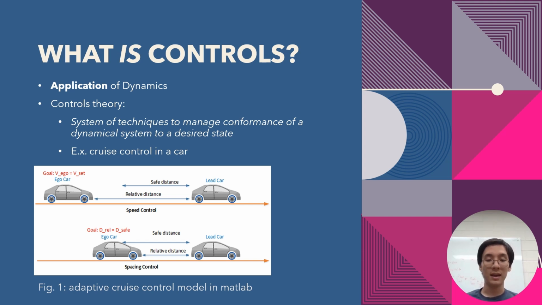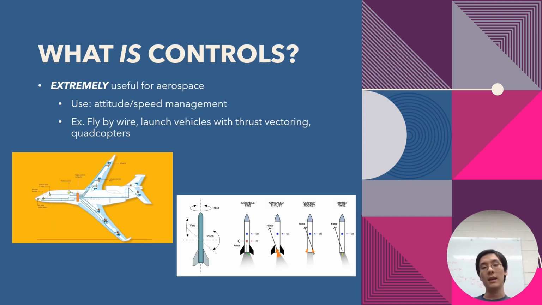In this case, a more interesting application of that is adaptive cruise control. In aerospace, controls is usually used for aircraft and spacecraft attitude and velocity management. A lot of good examples are fly-by-wire for aircraft. For a lot of airplanes, traditionally you have a stick which is mechanically connected to bell cranks, rods, and pulleys to directly actuate the control surfaces.